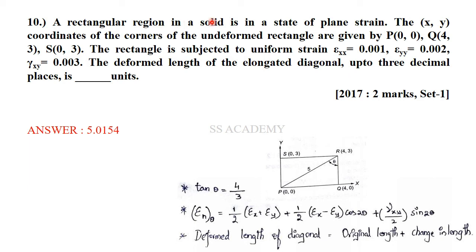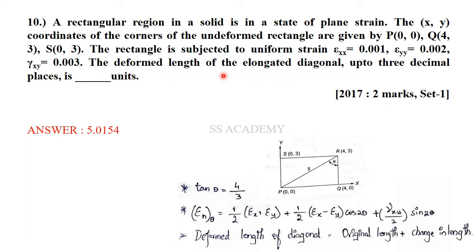A rectangular region in a solid is in a state of plane strain. Remember that plane strain and plane stress conditions are different. The x, y coordinates of the corners of the undeformed rectangle are given. This is the initial coordinates of the rectangle which has been shown here. And the rectangle is subjected to uniform strain: in the x direction a strain of 0.001, in the y direction 0.002, and the shear strain is 0.003. They have asked for the deformed length of the elongated diagonal.